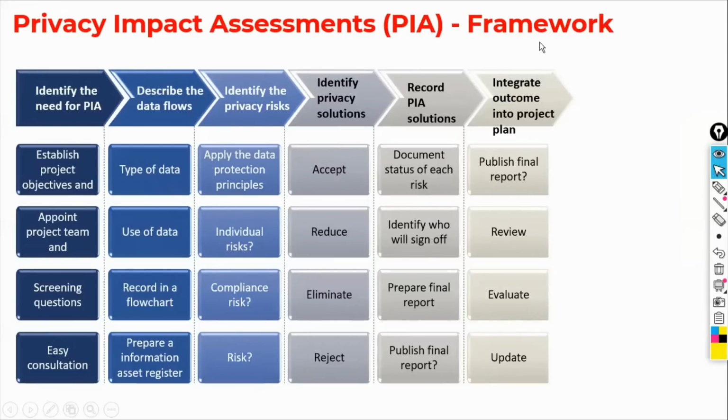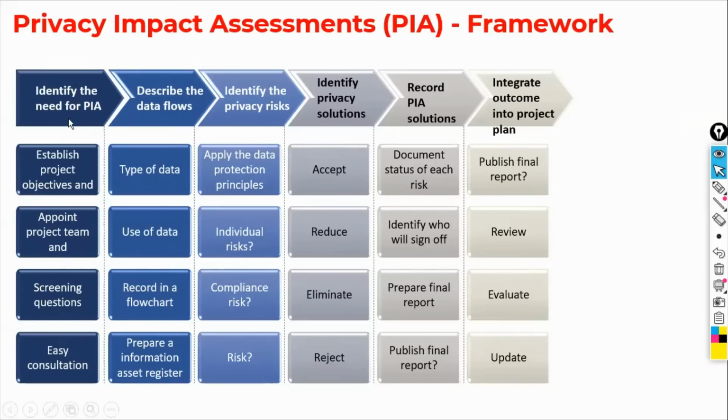Privacy impact assessment framework. The first thing is to identify the need of PIA. We need to identify why there is a need of PIA, that is, a privacy impact assessment. We need to establish the project objective. We need to appoint the project team, the screening question, and consultation. So this is the overall flow of the privacy impact assessment.